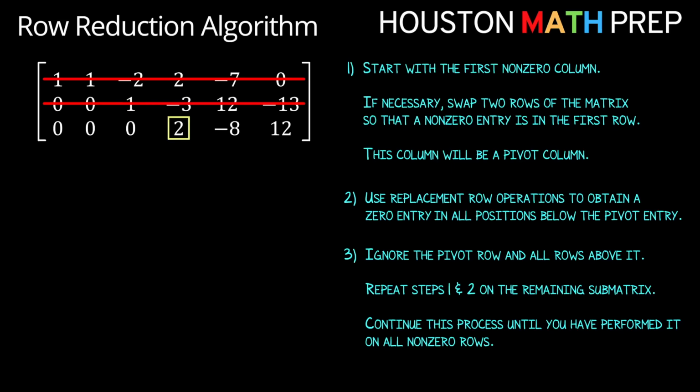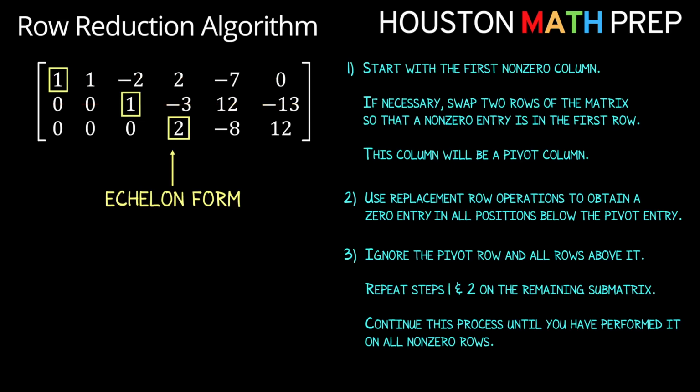Since our next pivot is in the bottom row, there are no zeros to obtain below it, and we have no tasks to complete in this column. So after working on each non-zero row, we're finished with the forward phase, and our matrix is now in echelon form. What you might notice about this echelon form, we have no pivot in column 2. We also have no pivot in column 5.